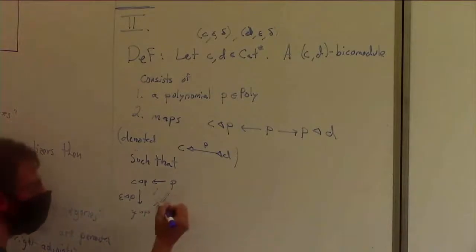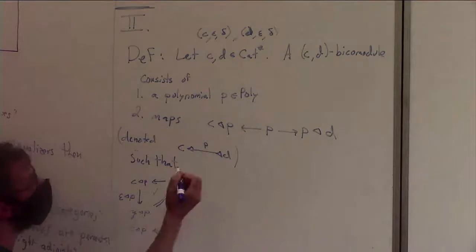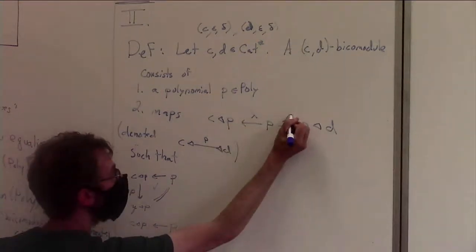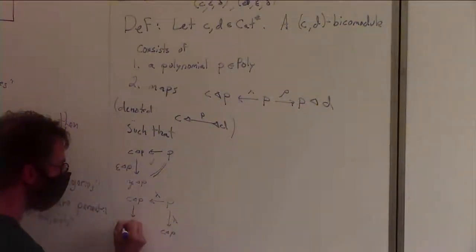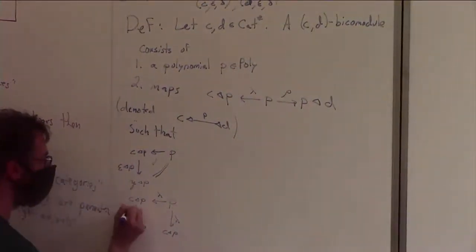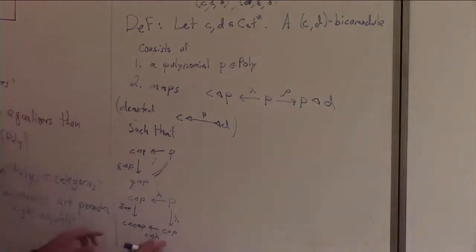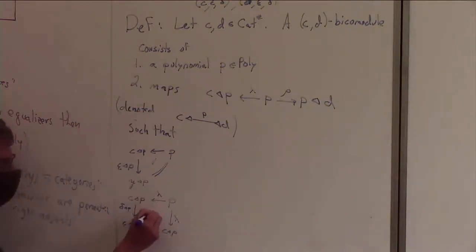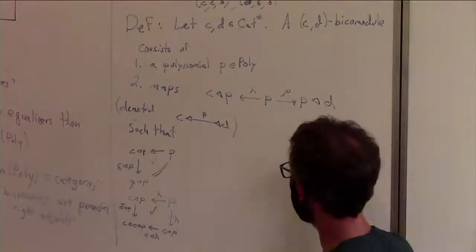I can take P and go to C composed P by this, which I'll call lambda for left, and this one rho for right. So I can do lambda, and then go from C composed P to C composed C composed P by delta, or I can go this way by C composed lambda again. So I can take the P here and just open it up like that, and I want that to commute. Our job right now is to write out these laws.